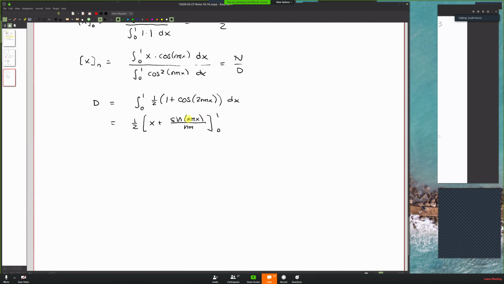And that's going to be 1/2 times x plus sine n pi x over n pi from 0 to 1. Sine of 0 is 0. Sine of n pi is 0. So there's no contributions from that term. And this is just going to be a half.